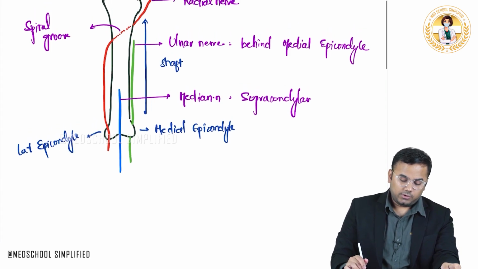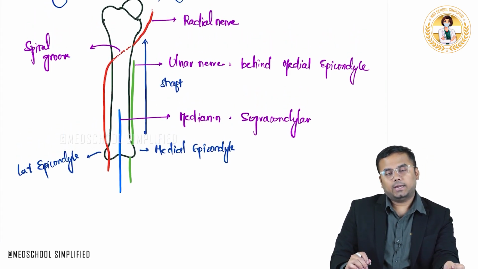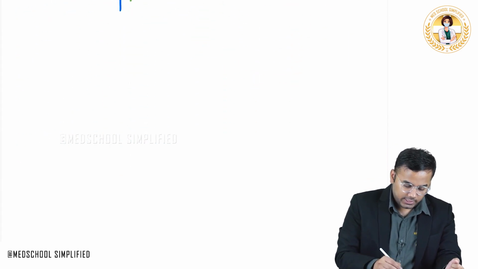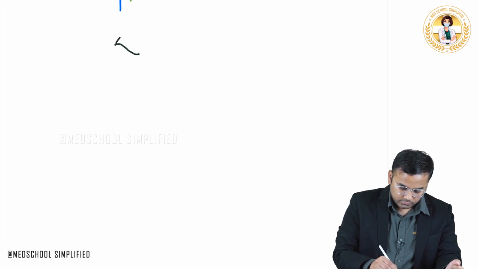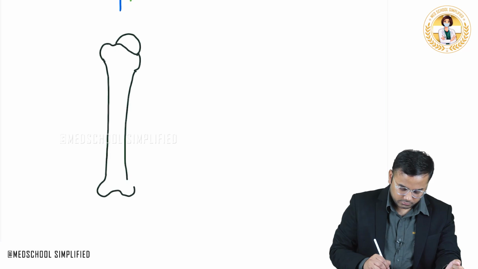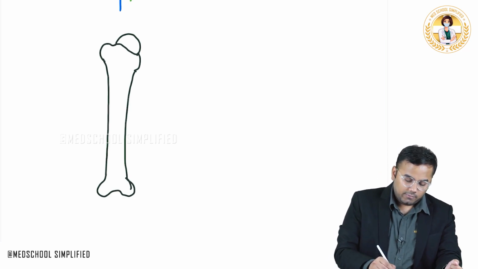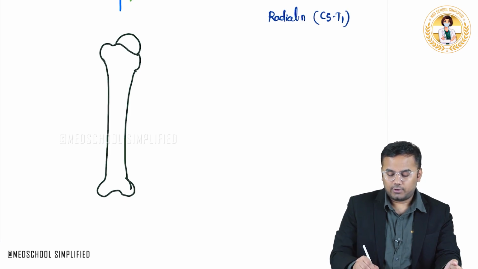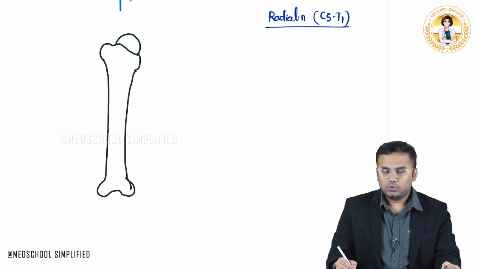Now what we shall do is first discuss the radial nerve and then the remaining two nerves. Before we discuss the radial nerve, again let me draw the same picture over here. This is the humerus. One very important thing you need to know is that the root value of the radial nerve is C5 to T1.